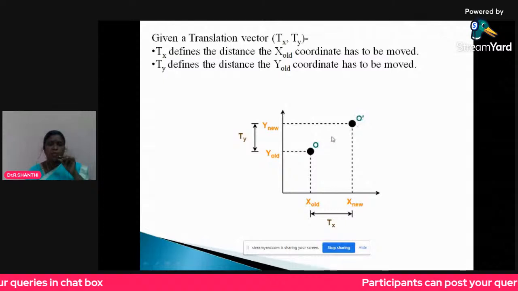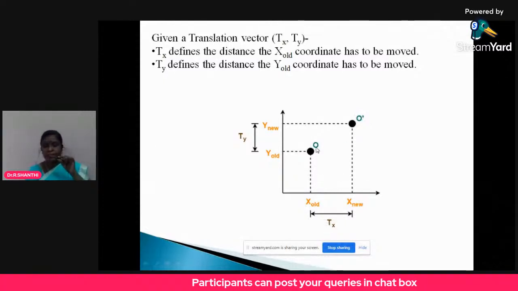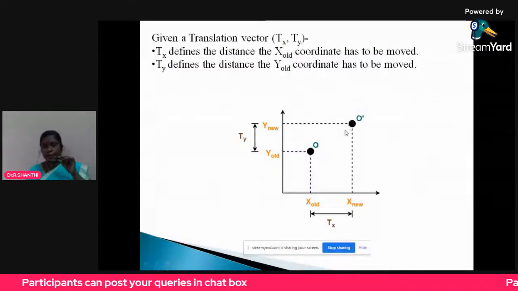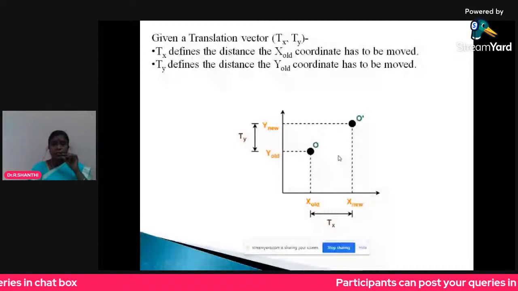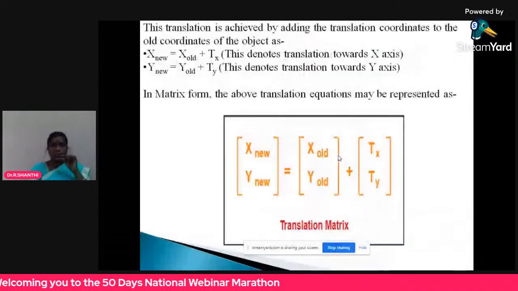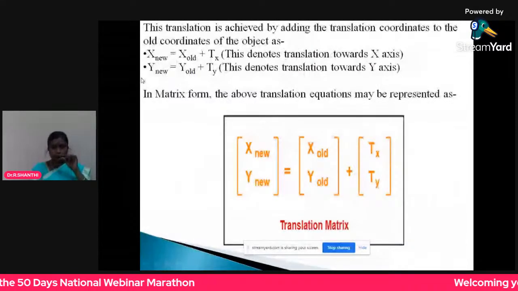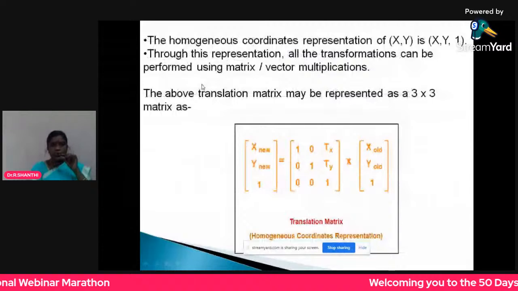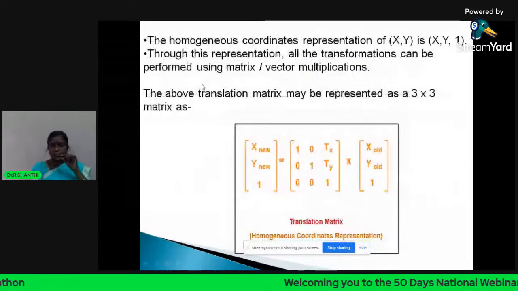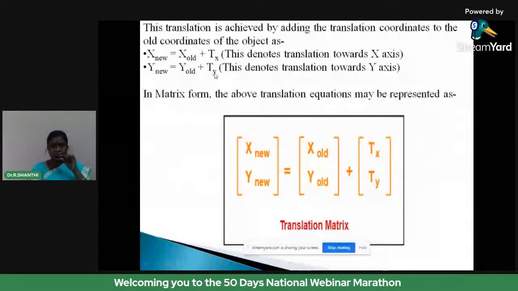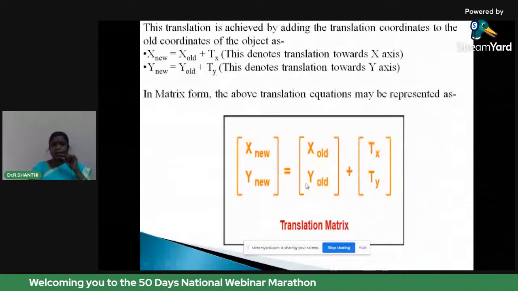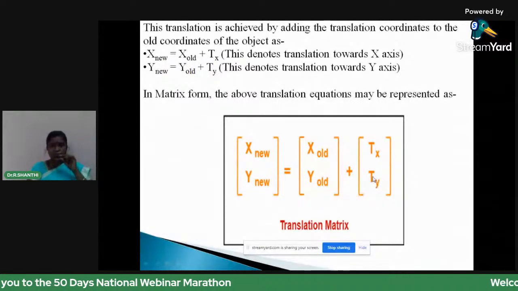So what is the distance factor? In both cases the X-axis as well as the Y-axis will be disturbed. This is what you call the translation factor, that is Tx and Ty, or translation vector. Here is the equation for you. X new is nothing but X old plus Tx, and similarly Y new is nothing but Y old plus Ty. This is the matrix format we are going to use to represent it.